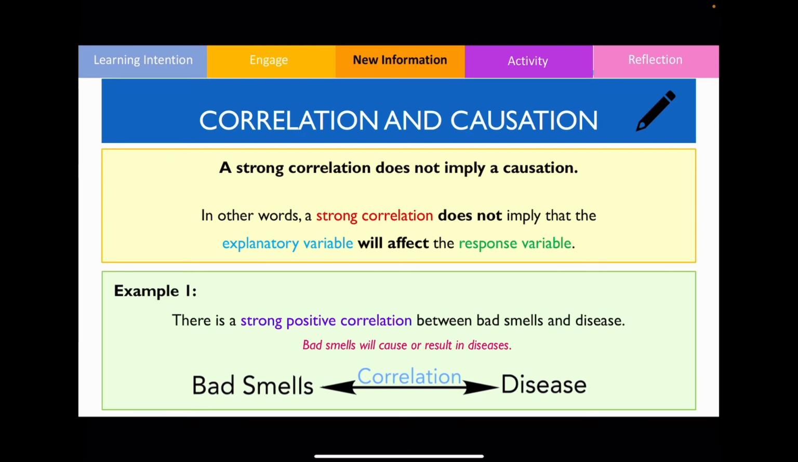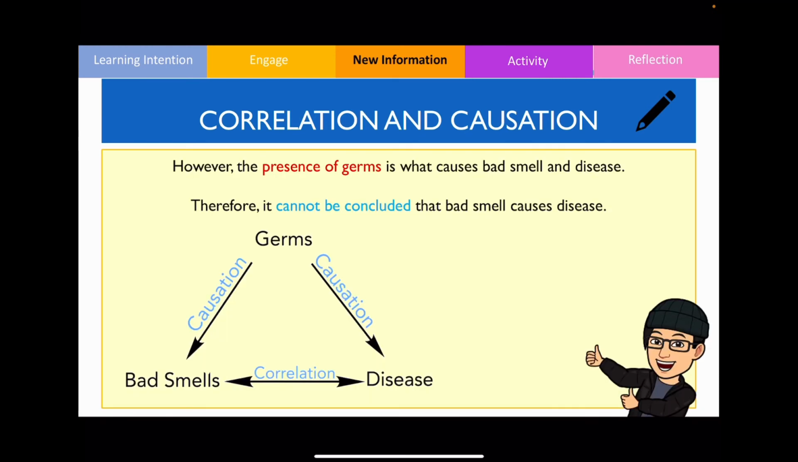In this example, the high correlation is not because bad smell causes diseases, but because there is a common response, or a common variable, that causes both to occur. If you look at the diagram down below, you can see that germs cause both bad smells as well as diseases. And this is the correlation, or the link, between bad smells and diseases. It's because we didn't have the full picture beforehand that one may assume that bad smells cause diseases, but this is actually not the case at all.